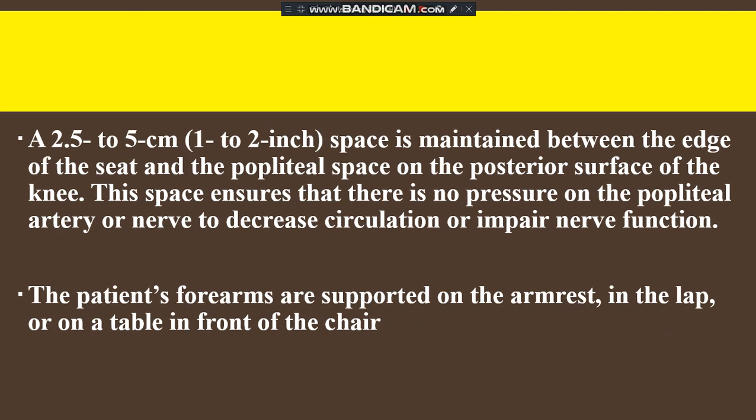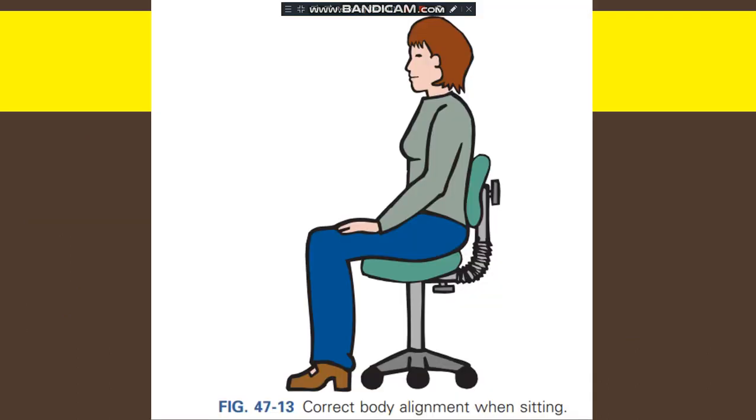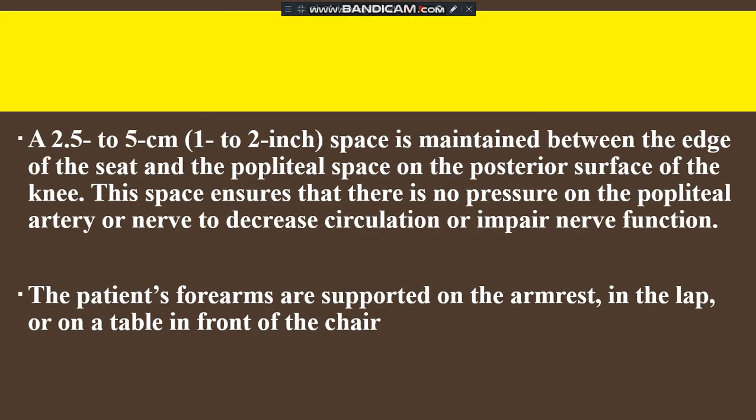So while sitting, the back should be straight and the legs should be kept very comfortably. The sole should touch the ground, the ankles should be flexed, and the arms should be kept on the thighs. This is the normal posture for sitting. A 2.5 to 5 centimeter space is maintained between the edge of the seat and the popliteal space on the posterior surface of the knee. This space ensures that there is no pressure on the popliteal artery or nerve to decrease circulation or impair nerve function.